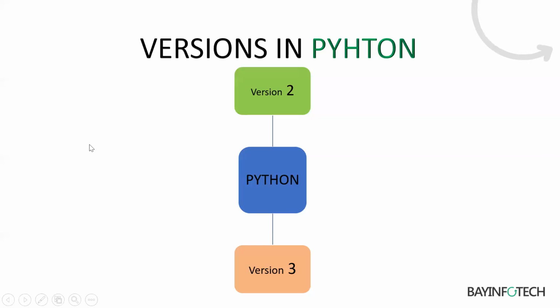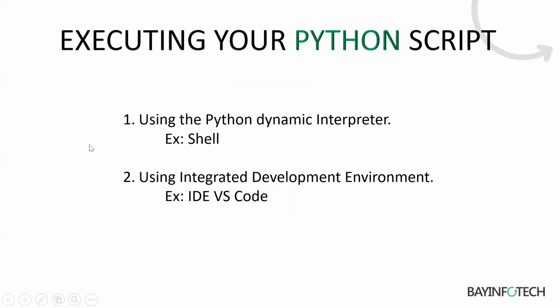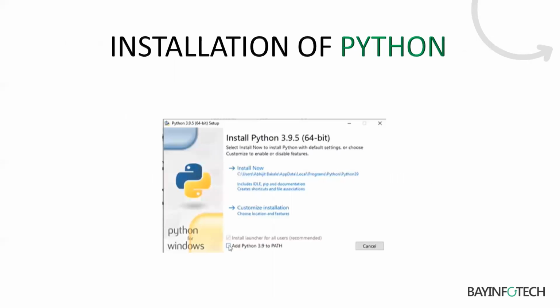We have two ways of executing a Python script. That is one using the Python dynamic interpreter, example shell, then using an IDE, which is your integrated development environment. Example is your Microsoft VS Code. Now let's go ahead and see installation of Python.